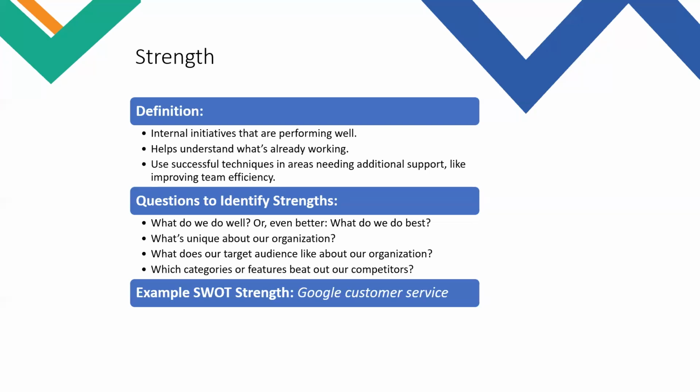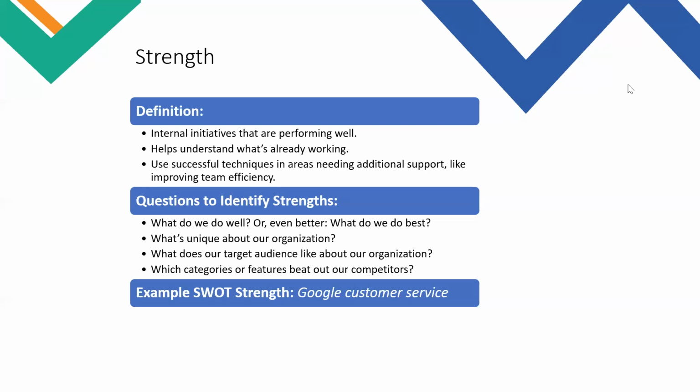When you're looking at the strengths of an organization, you have to ask the following questions, and you can look at it from two different sides. What do we do well? What do we do best? What are we known for? What's unique about our organization? What is our unique value proposition? And we'll be talking a little bit more about that a little later. What does our target audience like about our organization from the outside? And in what categories of features do we beat out our competitors? What do we do better than anybody else?